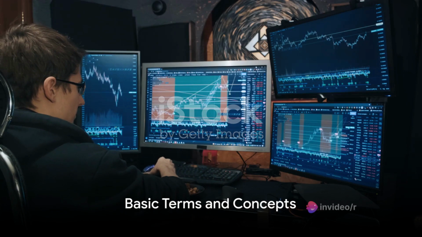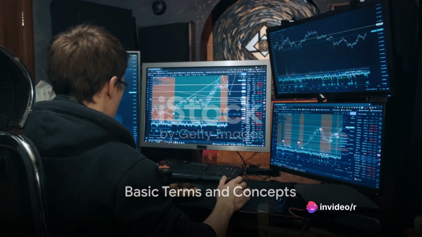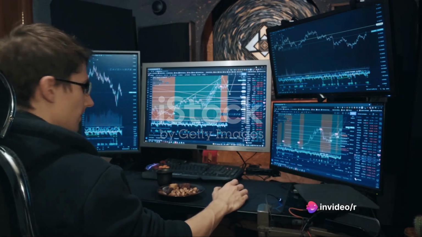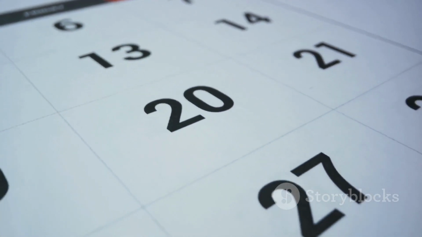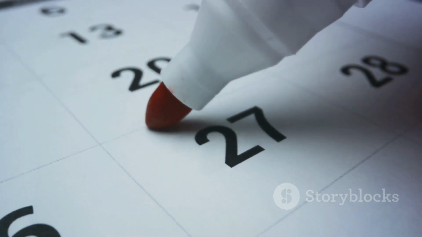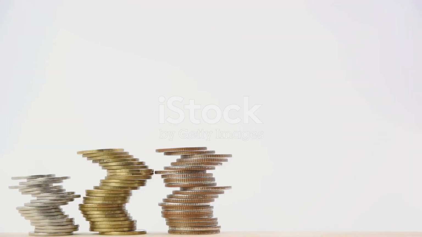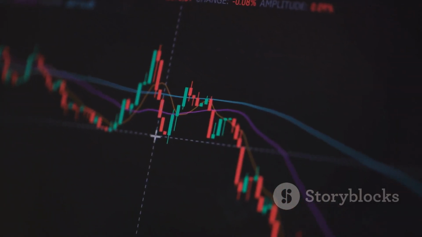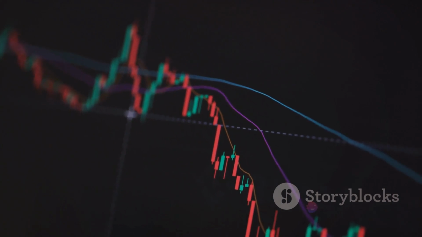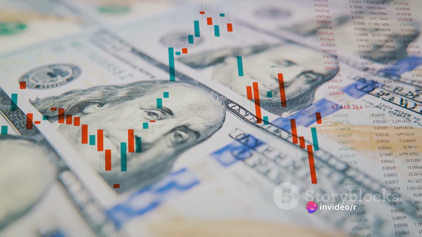Here are some basic terms and concepts related to option trading. Strike price: the price at which the underlying asset can be bought for call options or sold for put options when the option is exercised. Expiration date: the date when the option contract expires. After this date, the option is no longer valid. Premium: the price paid for the option contract. It's the cost of acquiring the right to buy for call options, or sell for put options, the underlying asset.